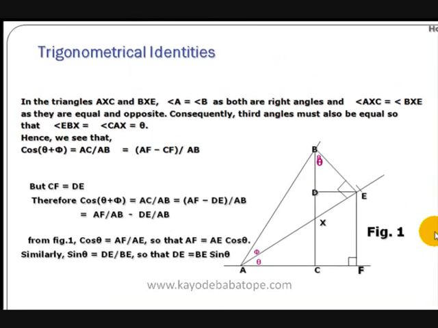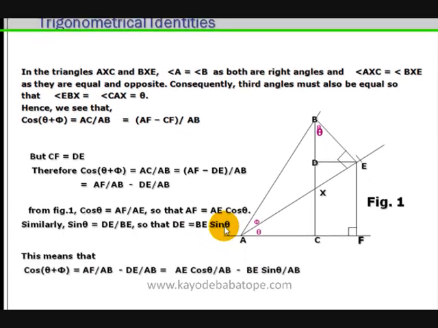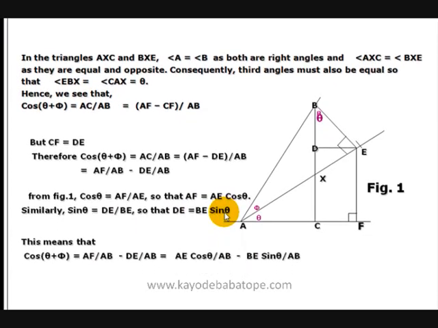Therefore, sin theta from triangle BDE is given as opposite over hypotenuse, which is DE over BE. In this expression, if you make DE the subject of the formula, you will have DE equals BE sin theta. This therefore means that cos of theta plus phi is equal to AF over AB minus DE over AB. Do you still remember that from this expression?